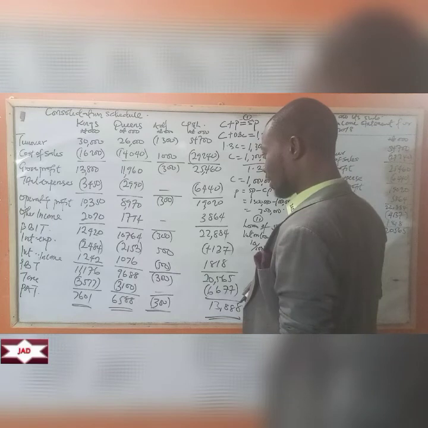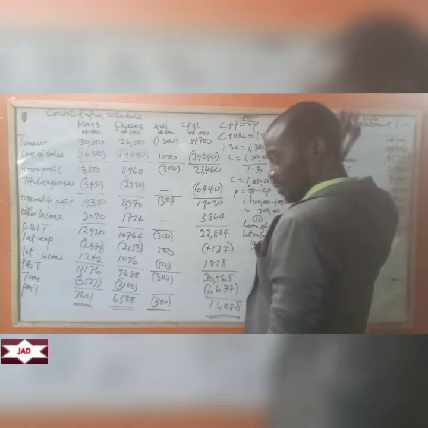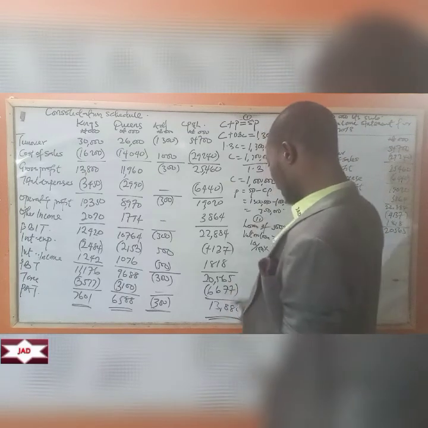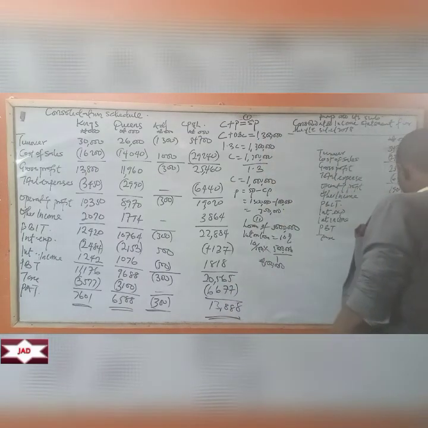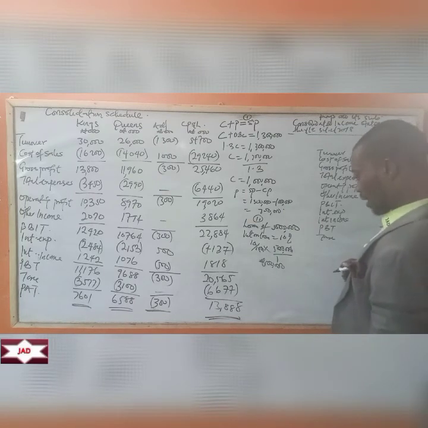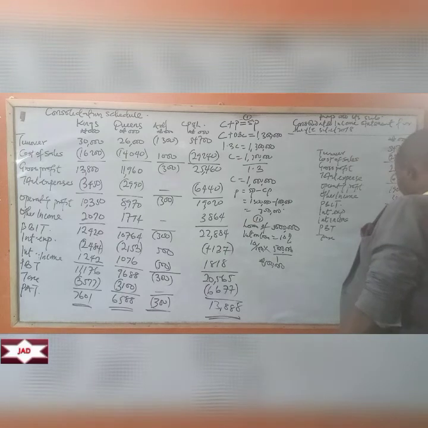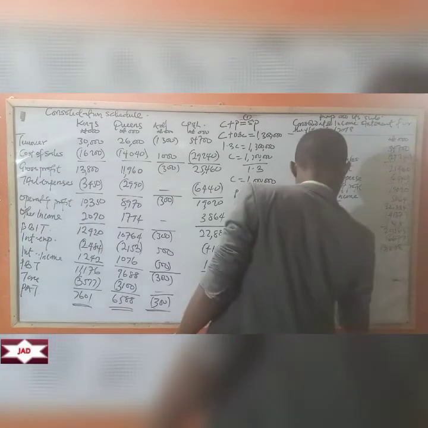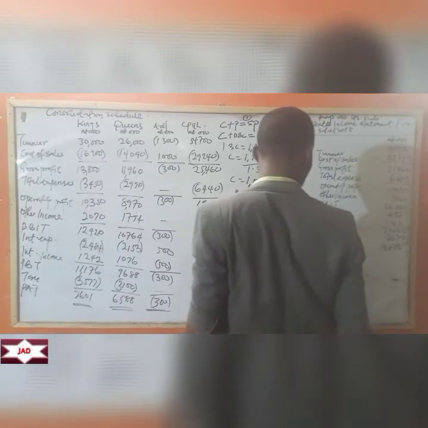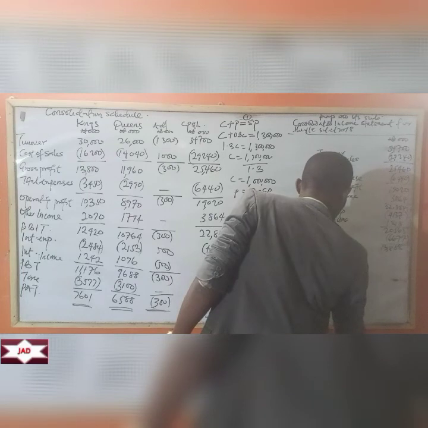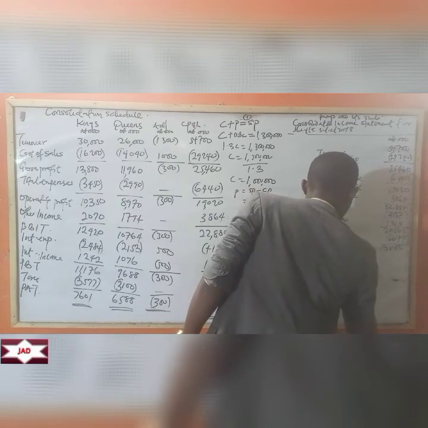Okay. All right. So what do we have now? What's our tax? Tax here is 6,677. So what do we have now? 13,888. So this is profit after tax. Okay. Then what do we do? Less minority interest. I already explained all this earlier.